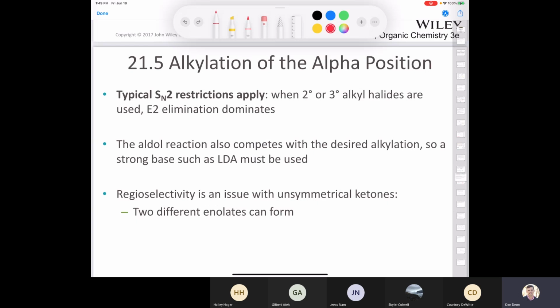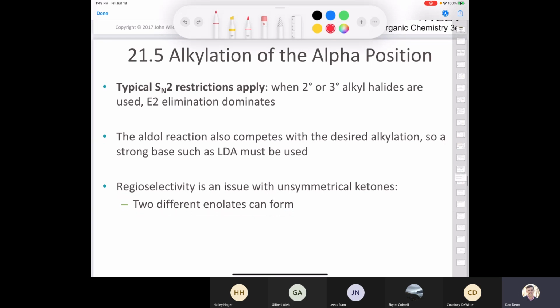With a tertiary, you get all E2, and with a secondary, you get mostly E2. So what else is happening here is that it says the aldol reaction also competes with the desired alkylation, so that's why we have to use a strong base like LDA.